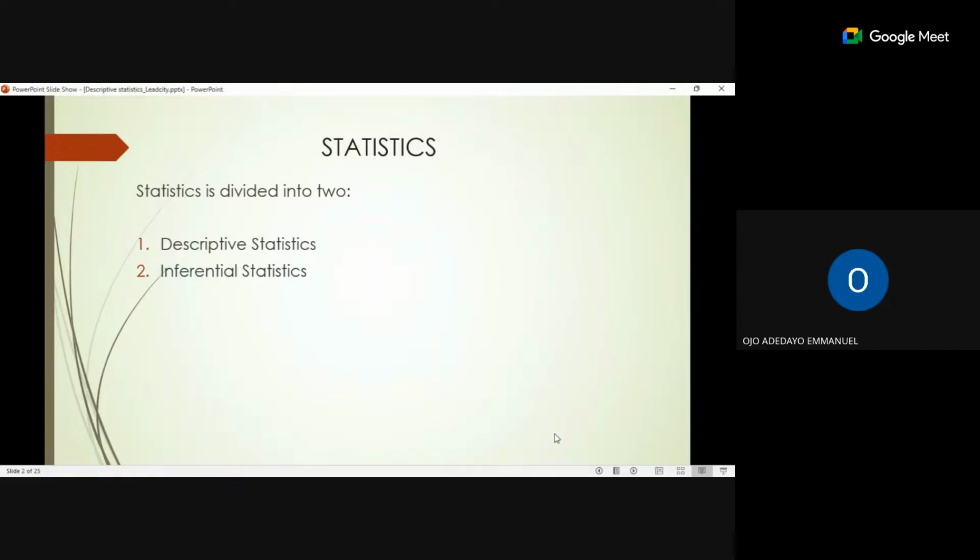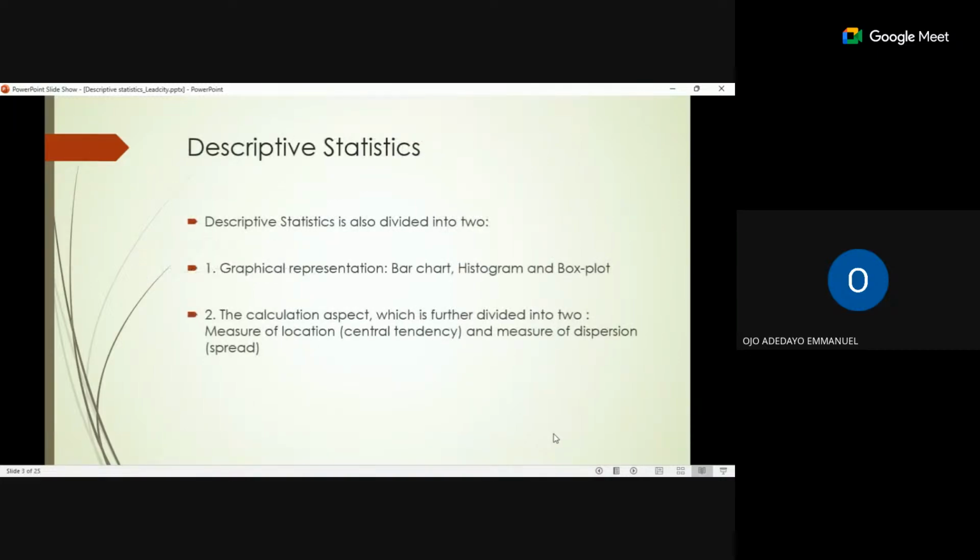Descriptive statistics is also divided into two: the graphical method, and the calculating part of descriptive statistics. Get that right: anytime you are picking descriptive statistics, ask yourself, do I want to perform the graphical method or a calculation method? Under the graphical method, we have the bar chart, the pie chart, the histogram, the box plots, and many other things.